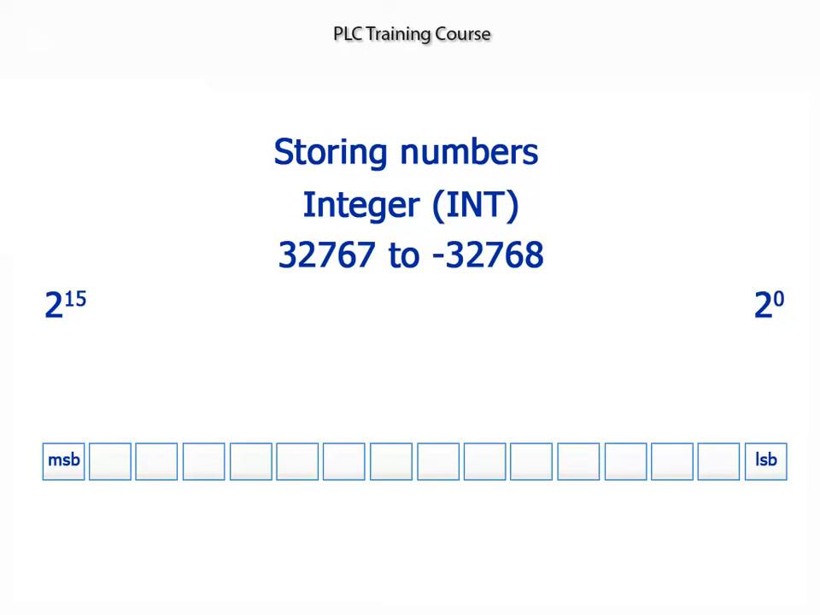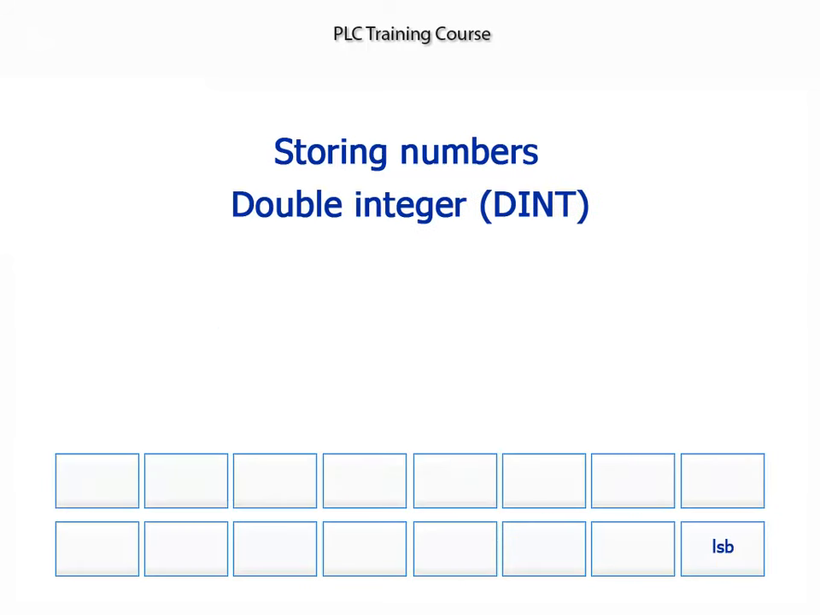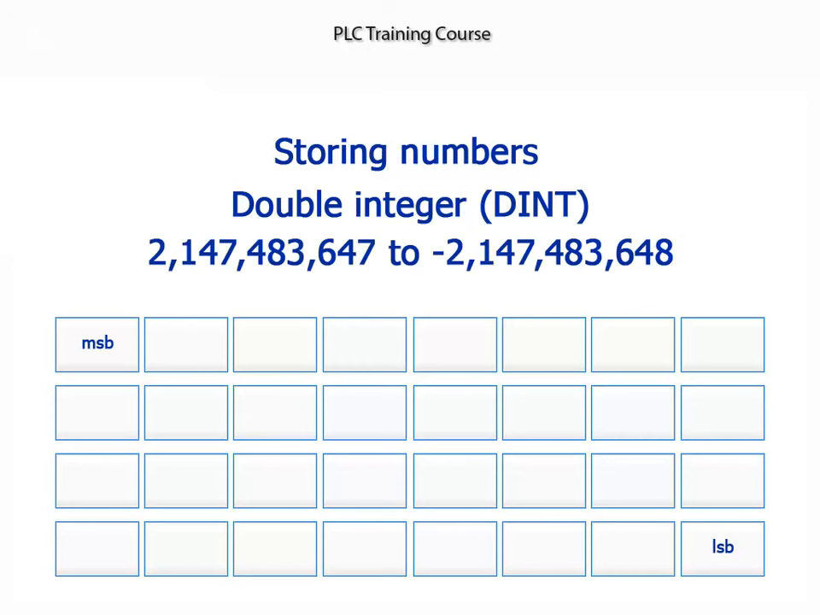of values is 32,767 to minus 32,768. Some PLCs allow you to create an unsigned integer. Some PLCs allow storage of larger numbers. 4 bytes are used, giving a total of 32 bits. This gives us a range of plus or minus 2 billion.